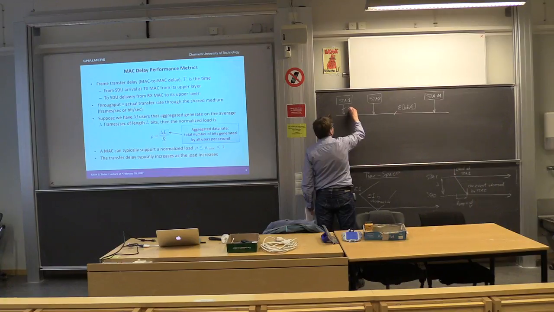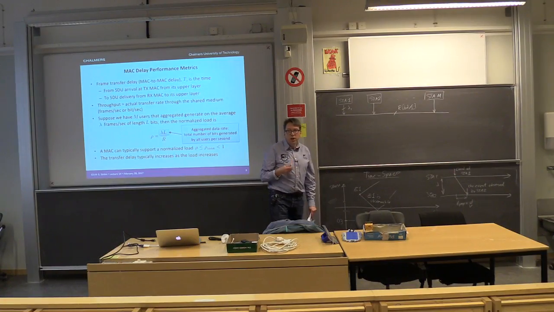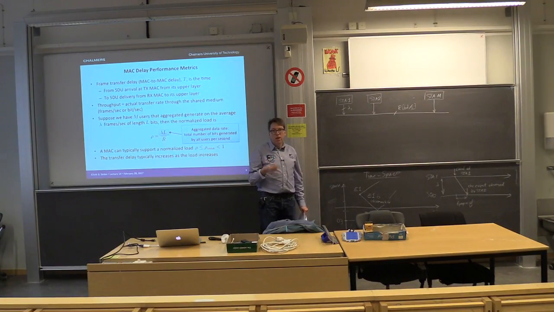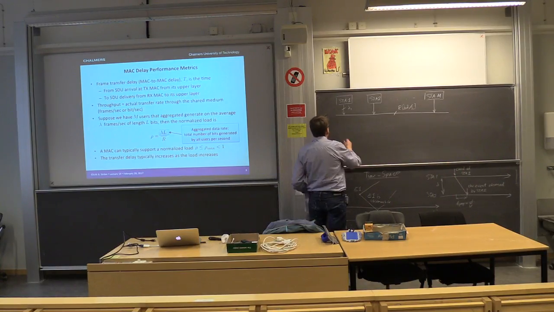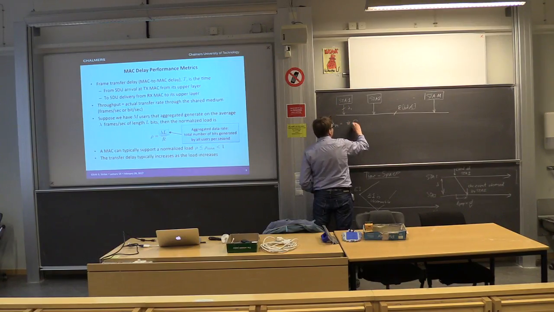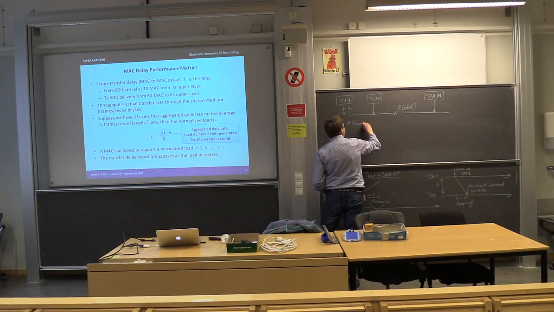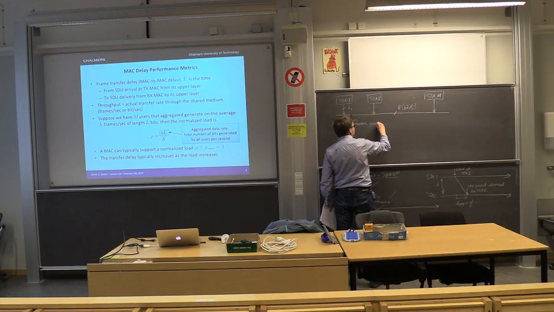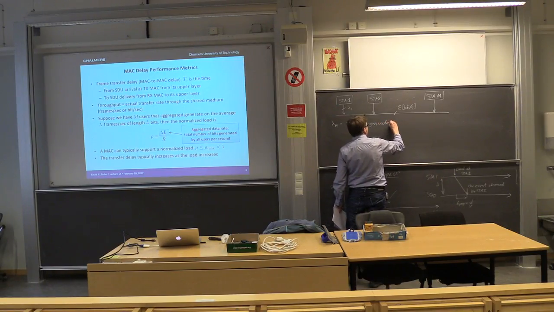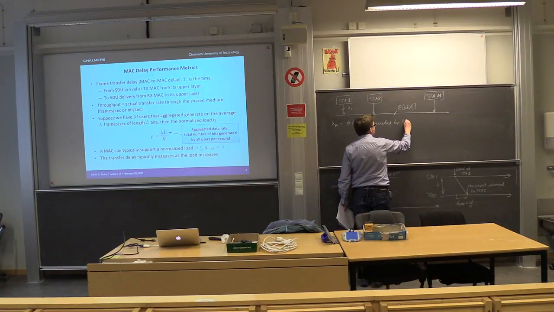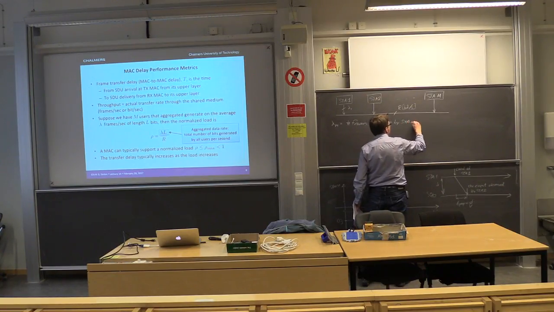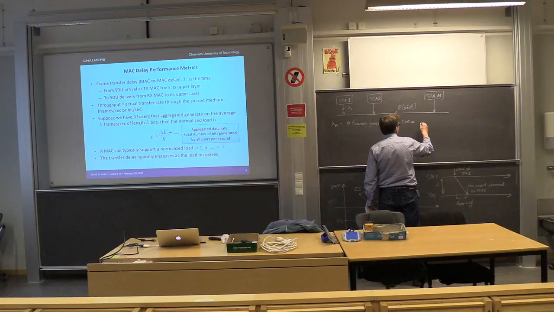Suppose then that station number 1 transmits frames at a frame rate of lambda 1. So lambda 1 is the number of frames per second generated by station number 1. In general, lambda m is the number of frames generated by station M per second.